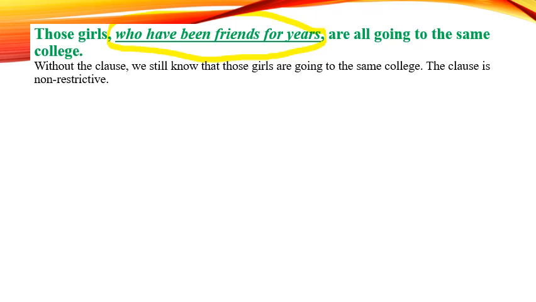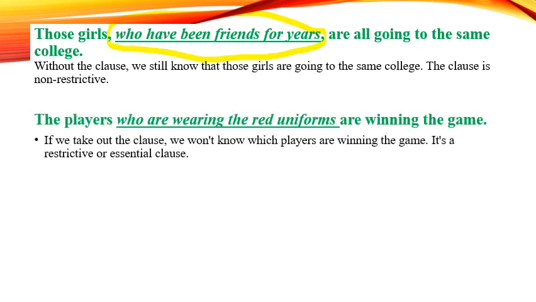In the next example, we have here: the players who are wearing the red uniforms are winning the game. The players, you are here identifying the players. Okay, you are specifying which players, the players who are wearing the red uniforms. You are showing other people which players you are talking about. That's why you need this information.